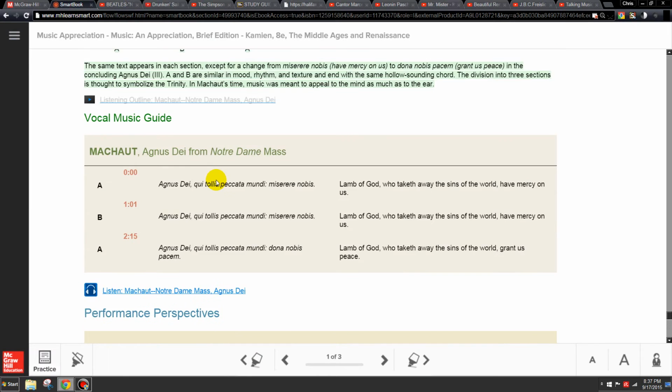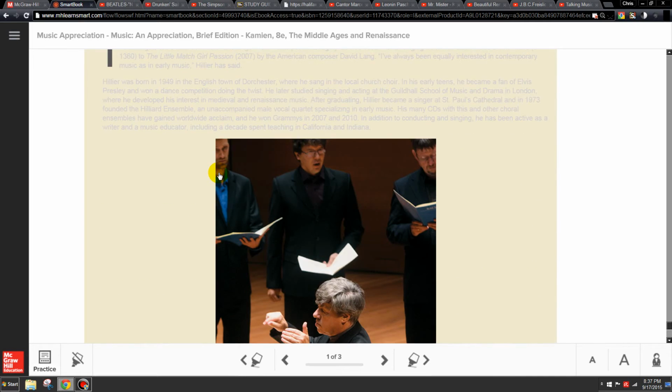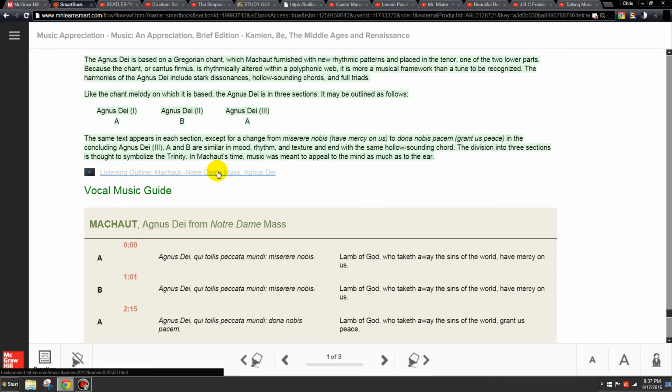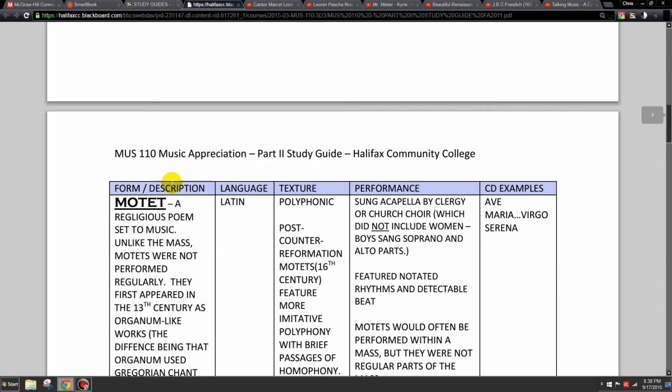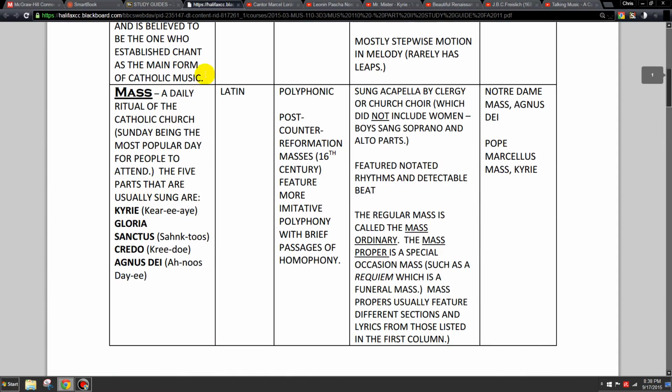You're going to want to pull up the translation, obviously, from the Latin, so you can understand what they're talking about. But that is an example of the motet in your textbook. So go listen to that if you haven't yet, and listen for all the things that we have gone over here. And with that, we're going to move on now to the Mass.